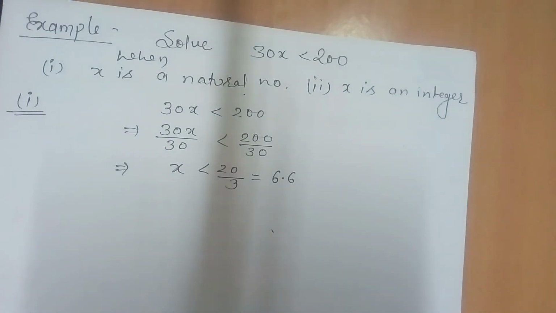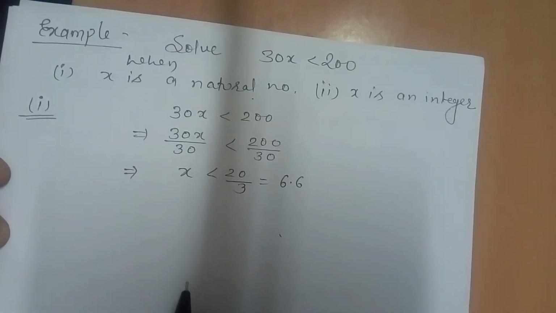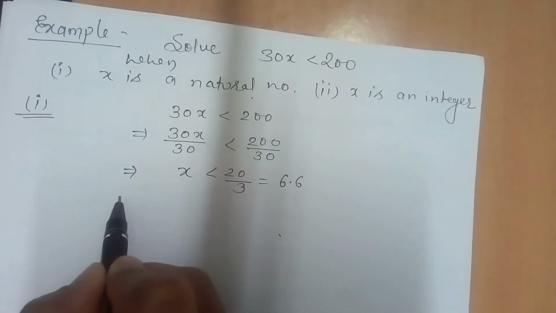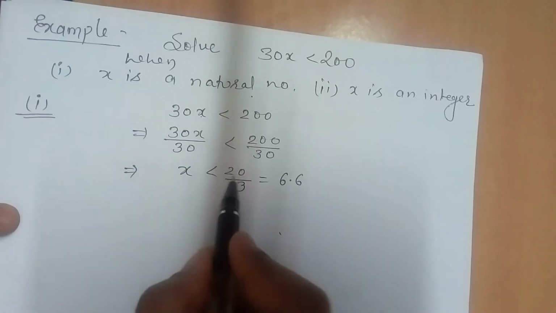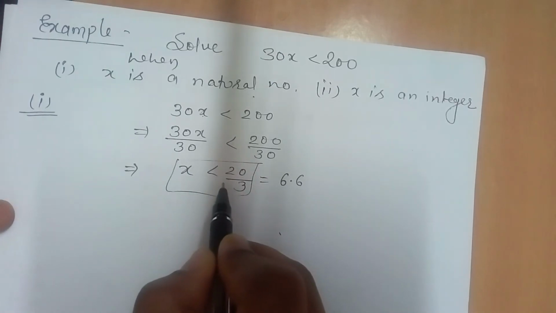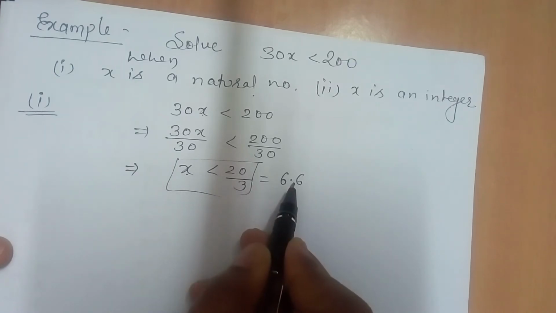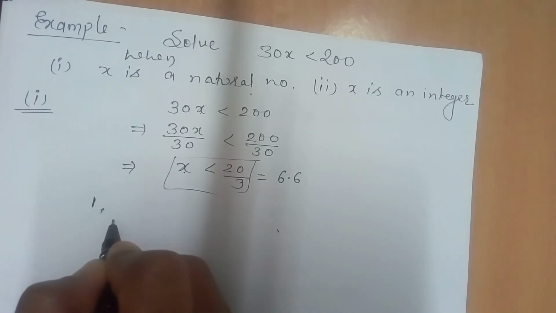Okay. Now see here, in the first case x is a natural number. Natural number starts from 1. So which values of x make the statement true? Can we take x equals 0? No, because x is a natural number. So for x equals 1, the inequality is x less than 20 by 3, and we get 1 less than 6.6, which is true. So we'll include 1, or 1 is a solution of the inequality.